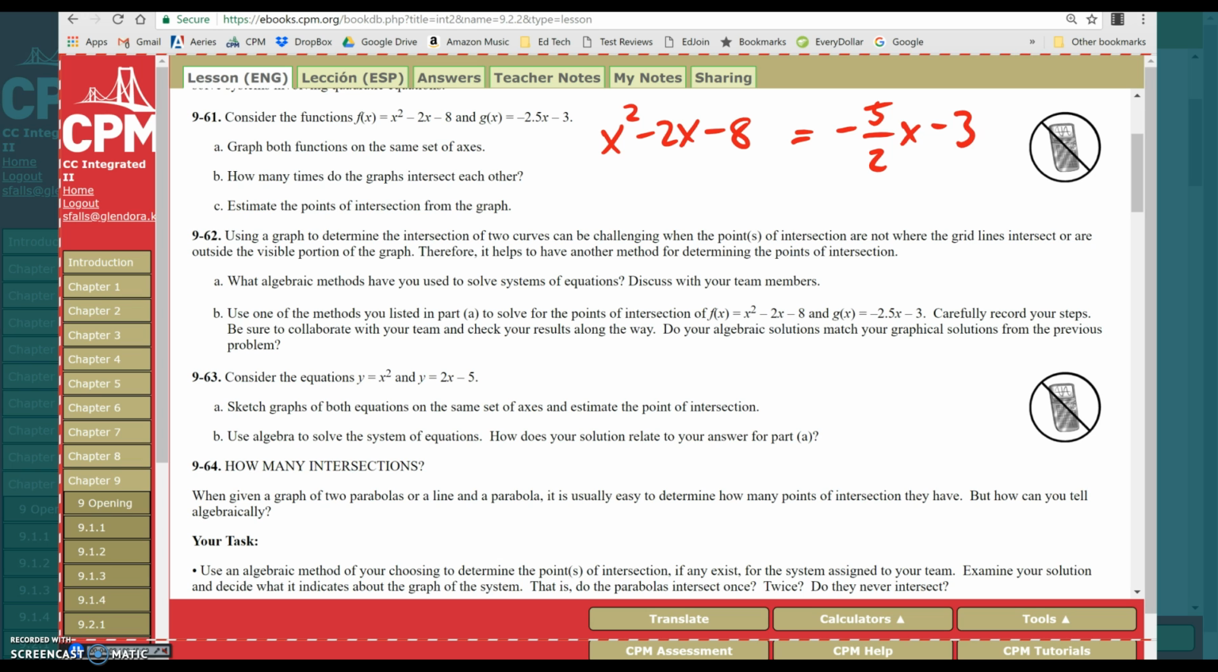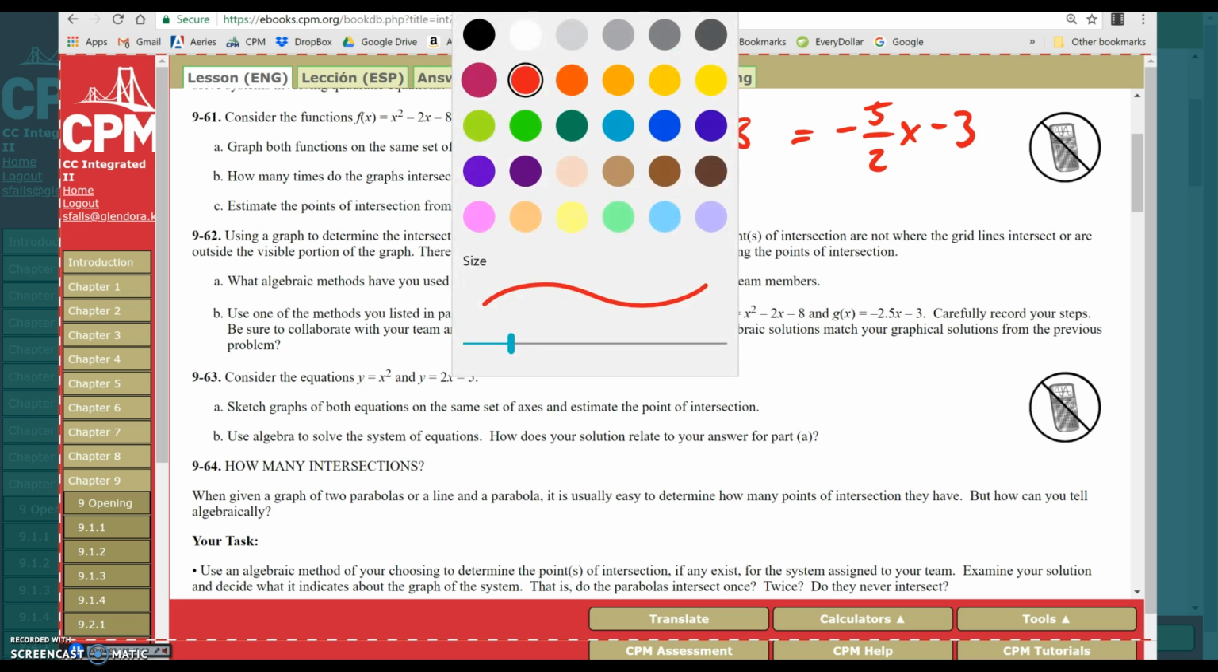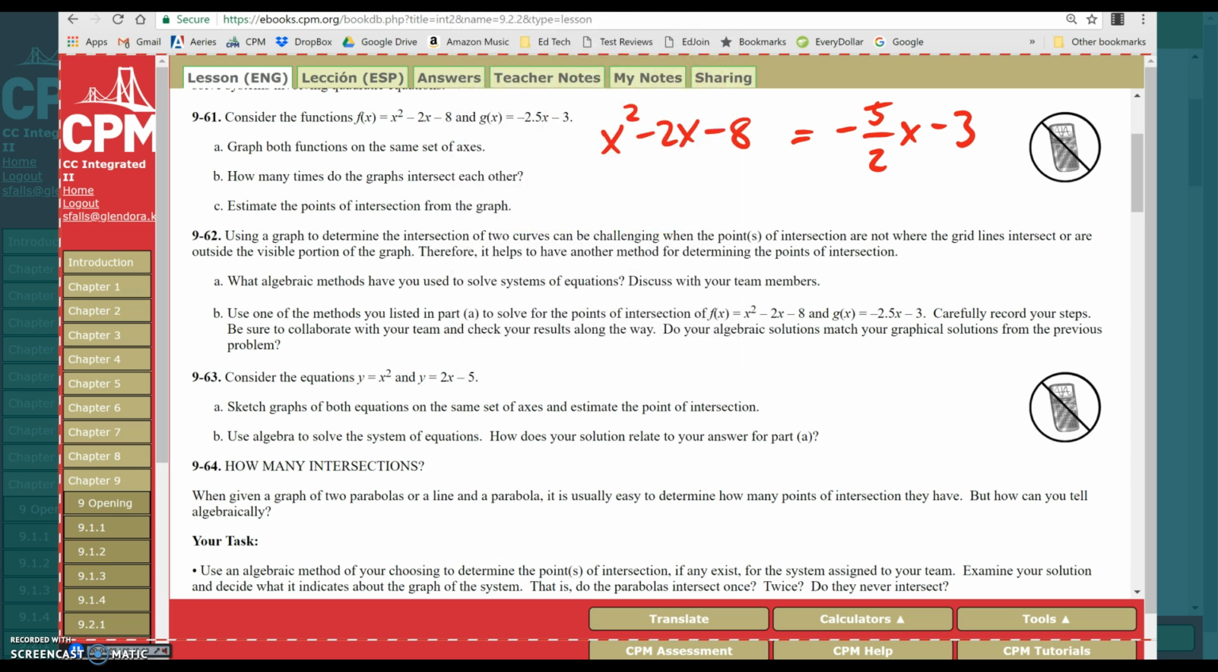Alright, and then we're just going to solve this for x. So this is a quadratic equation, so we want to set this equal to 0, and hopefully it's factorable. The first thing I want to do is get rid of this fraction. So I can multiply this entire equation by 2, and that'll eliminate that one fraction.